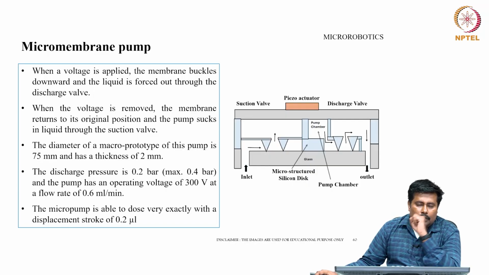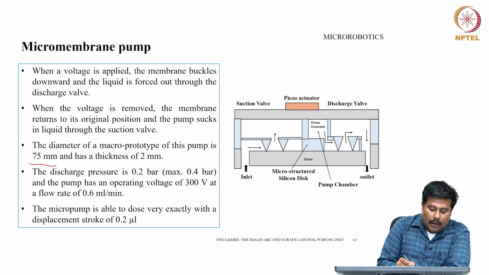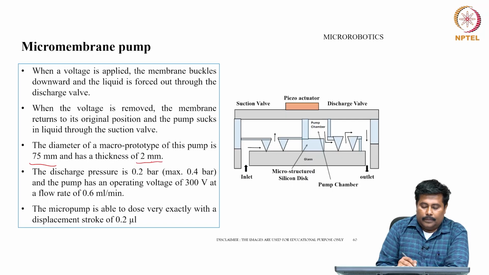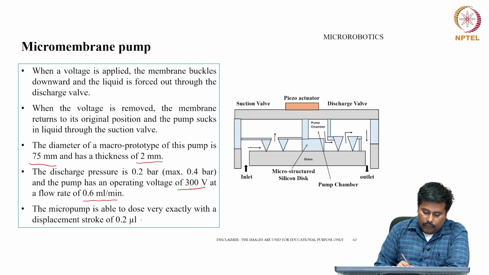the suction valve. The diameter of the macro prototype of this pump is close to around 75 mm and the thickness is close to around 2 mm. The discharge pressure is 0.2 bar, with a maximum of 0.5 bar, and the pump has an operating voltage of 300 volt at a flow rate of 0.6 milliliter per minute. So, the micro pump is able to dose very exactly within a displacement stroke of 0.2 microliters.